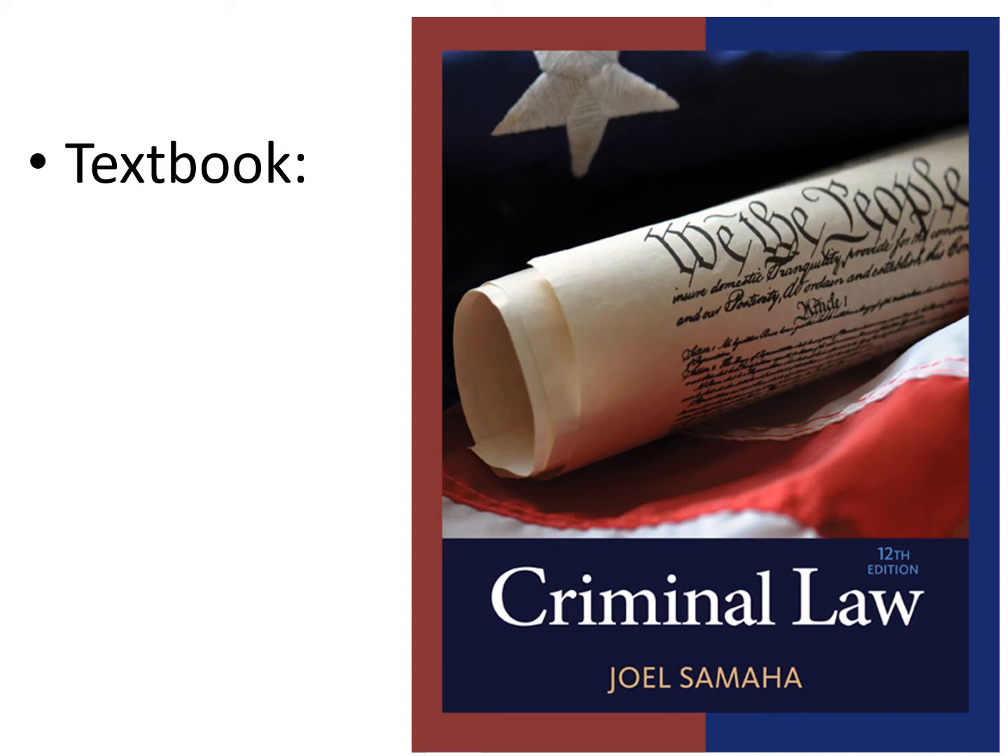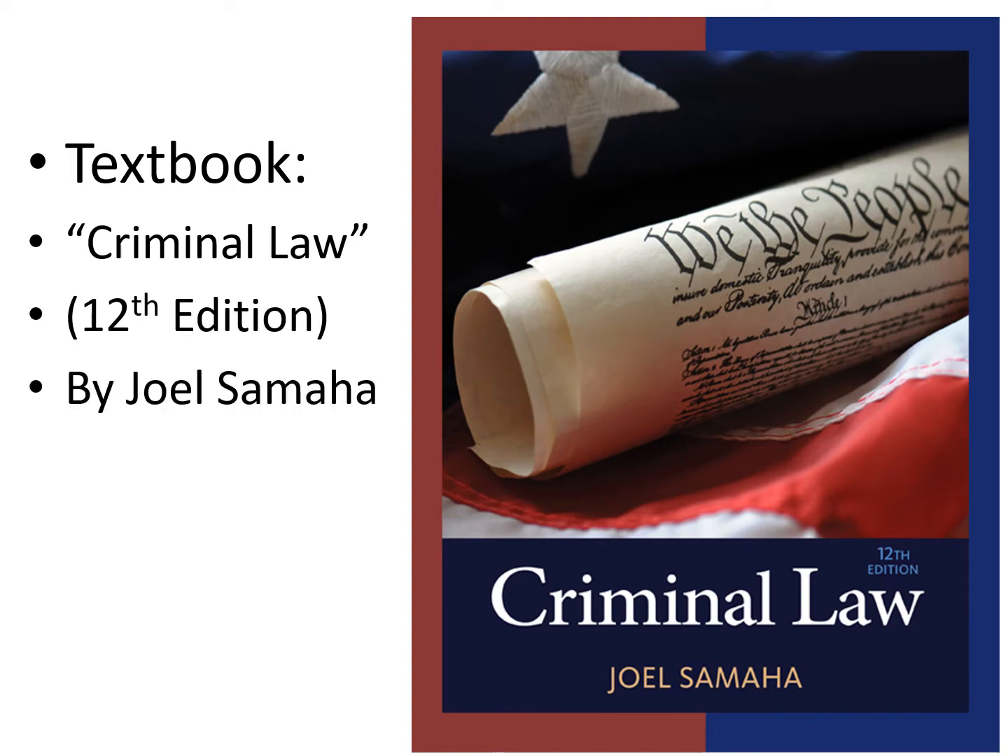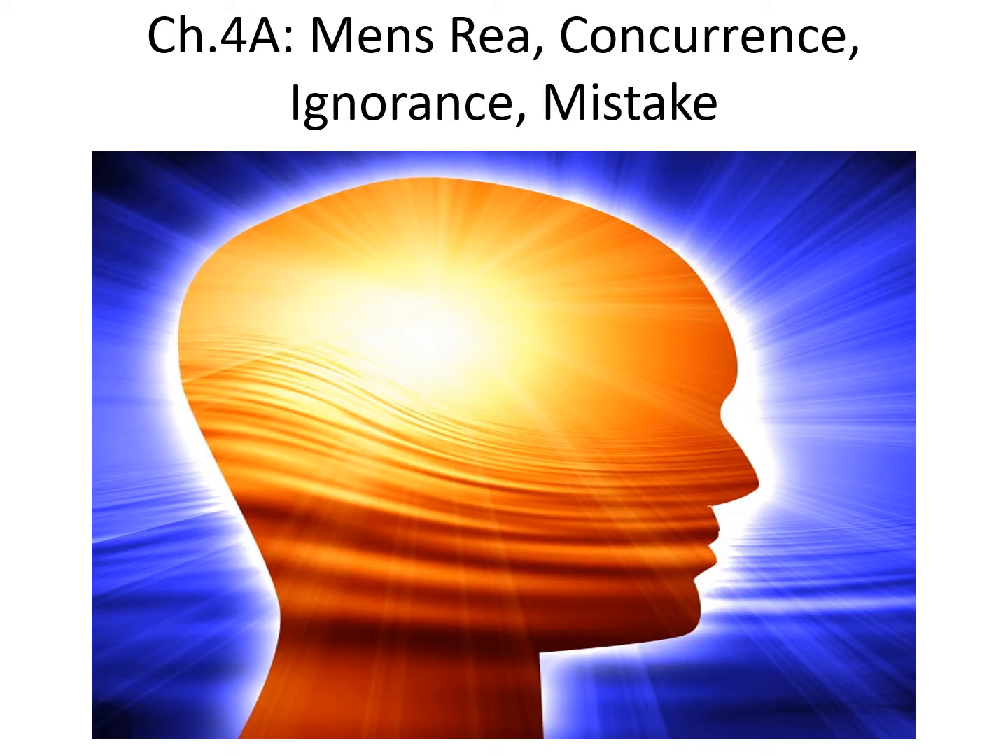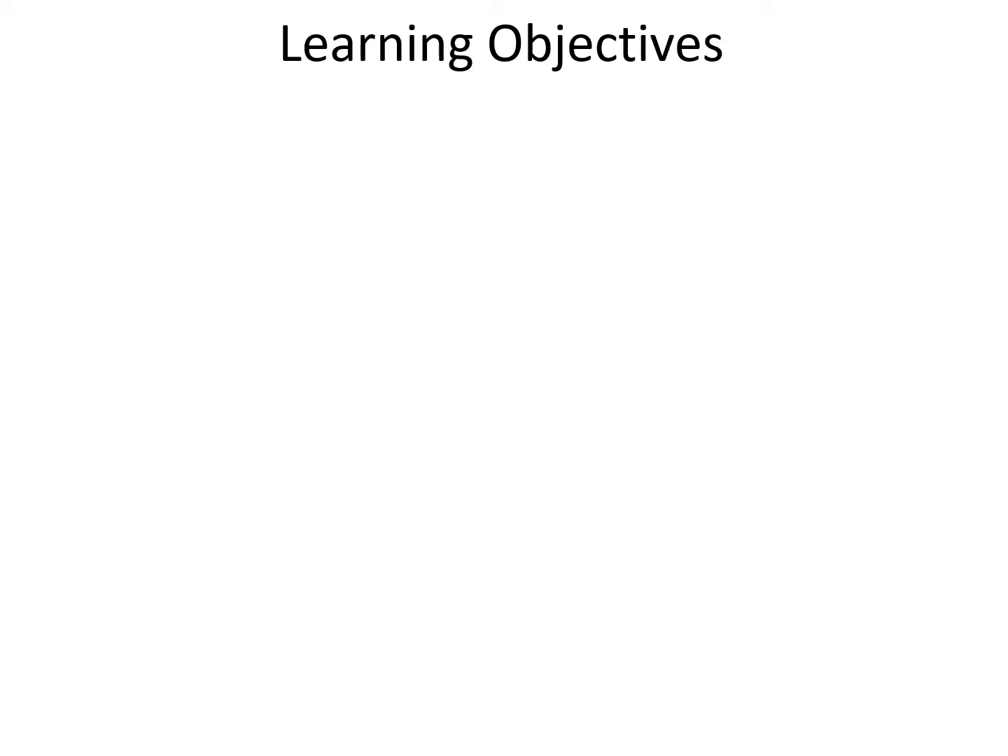This presentation is based on the textbook Criminal Law, the 12th edition by Joel Samaha. This is a textbook that you should have purchased for this class. And this is Chapter 4, Mens Rea, Concurrence, Ignorance, and Mistake. It actually says Chapter 4A. In order to reduce the size of the files, I've divided each chapter into smaller sections. So we'll have to post separately Chapter 4A, 4B, 4C, 4D, etc. We're talking about Chapter 4 in the textbook.